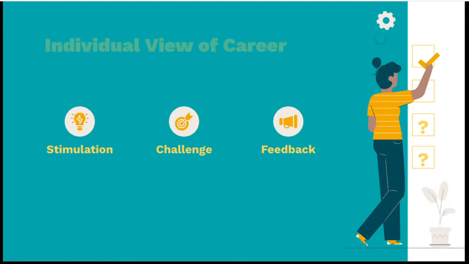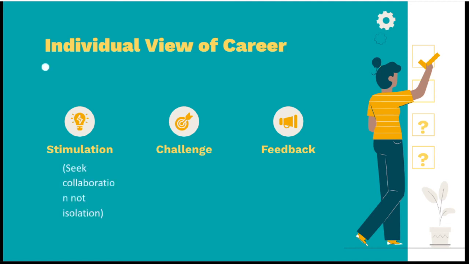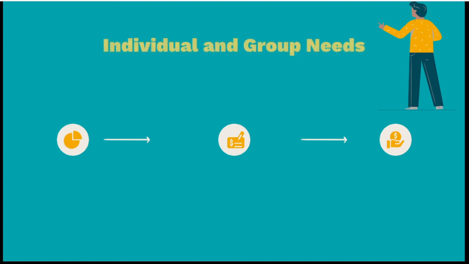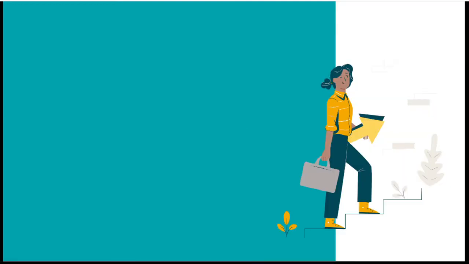McLaughlin and Yee suggested that individual effectiveness, satisfaction, and growth are cultivated by two factors: level of opportunity and level of capacity, which has stimulation, which is sought by collaboration, the challenge to master new skills and self-actualization, and the feedback for continuous improvement through constructive feedback. Our individual uniqueness has major implications for the work that principals must do on teachers in the area of human resource development. That includes the age of the teacher, the experiences, and the readiness.